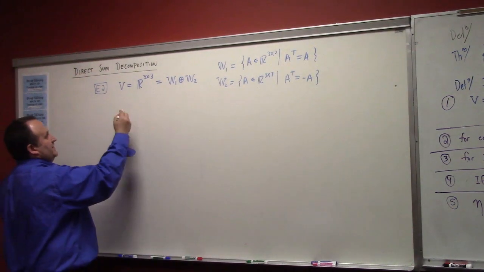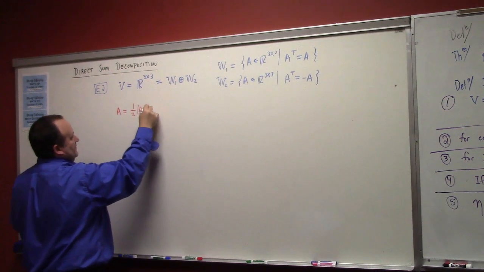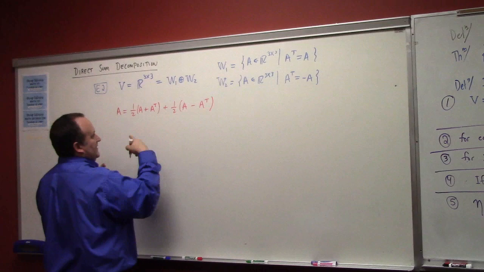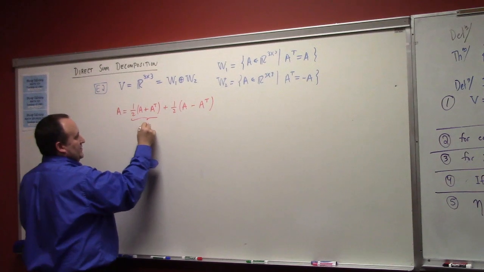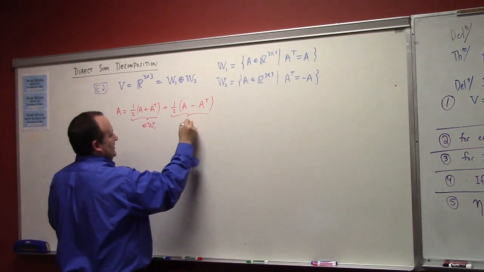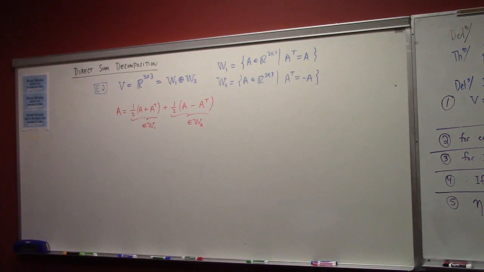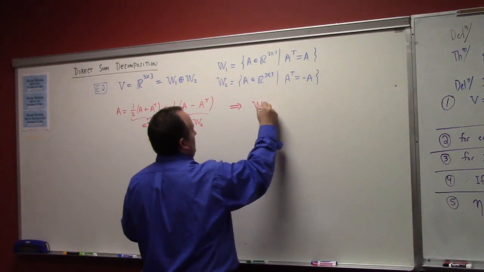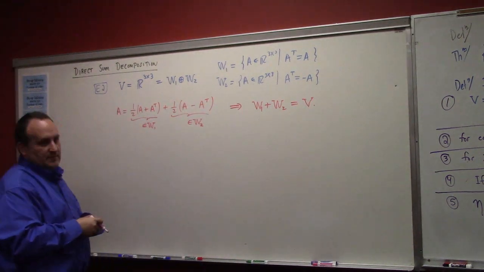So first of all, if you take any matrix, you can write it as 1/2 (A plus A transpose) plus 1/2 (A minus A transpose). That's an identity. And so this, of course, is an element of W1, and this is an element of W2. You can check that those are respectively symmetric and anti-symmetric matrices. Consequently, this proves what? That W1 plus W2 is the whole vector space.